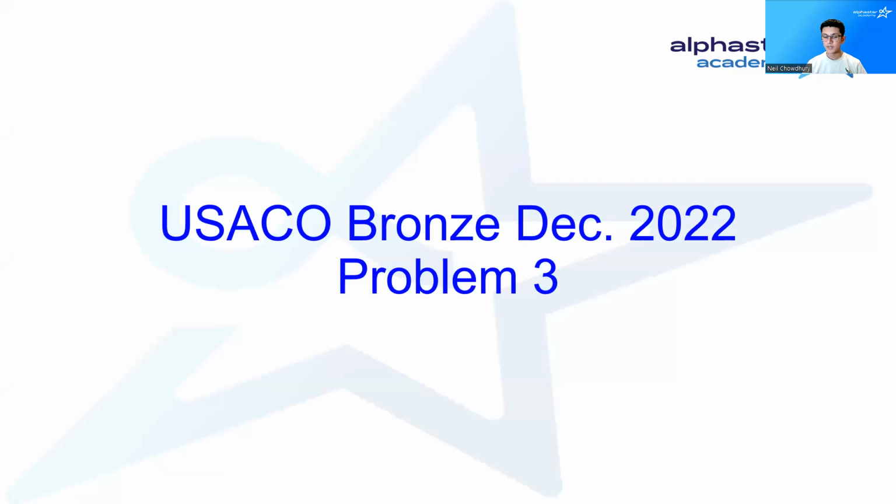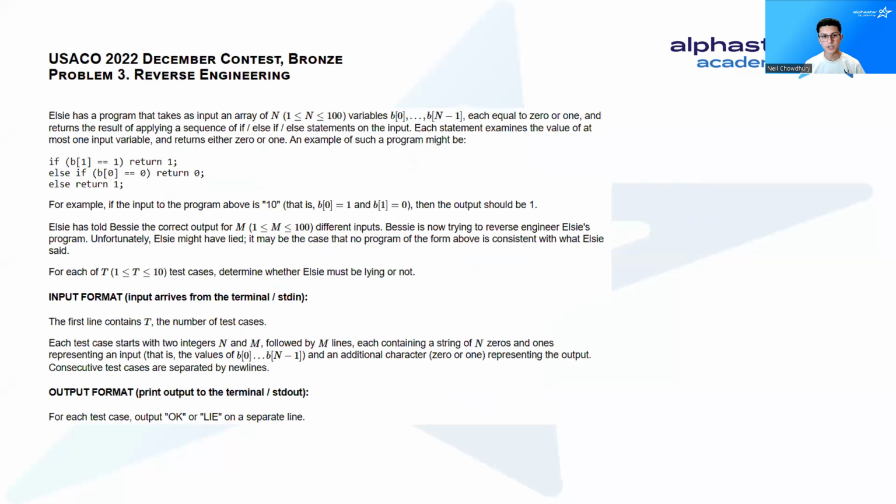All right, so this is the final problem of the USACO Bronze December 2022 contest, and it is called Reverse Engineering. So the problem statement is here. LC has a program that takes as an input an array of n variables. N is less than 100. That'll be important.